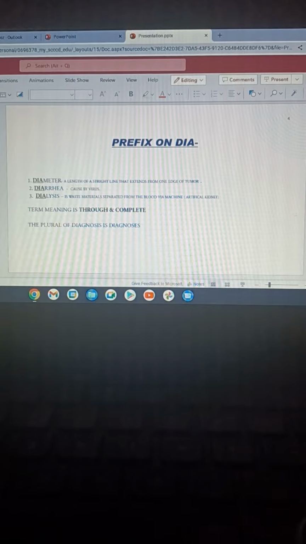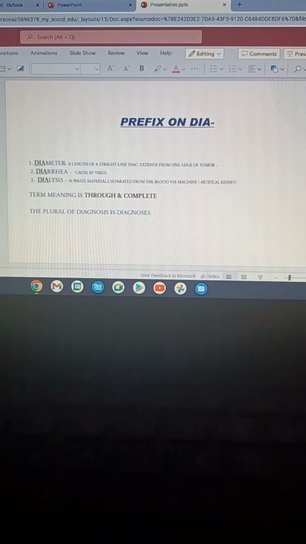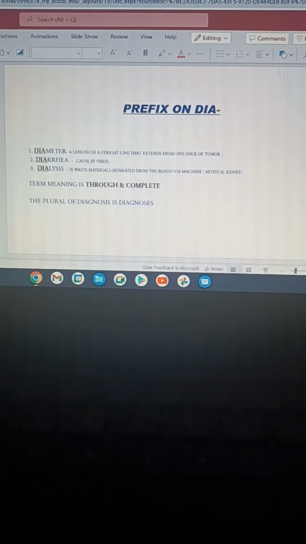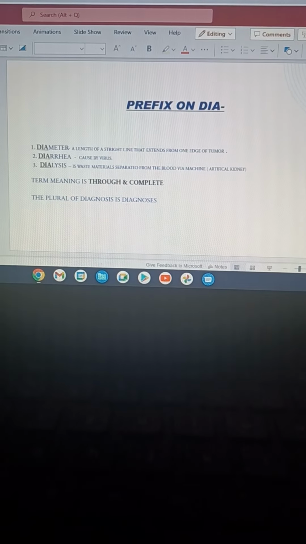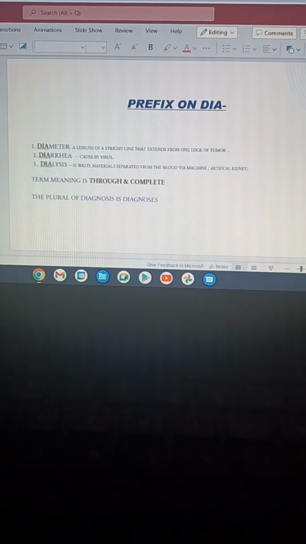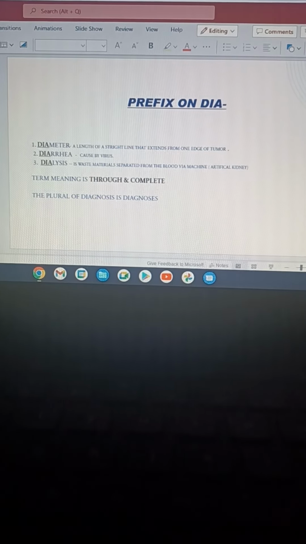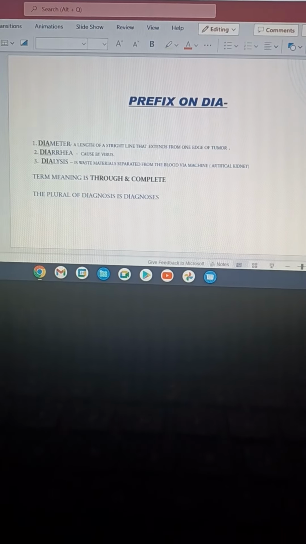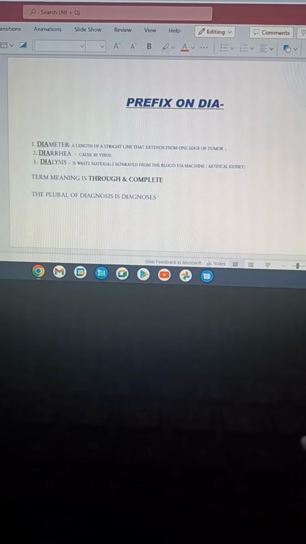I also did a prefix on dia, and so I have diameter, which is the straight line that extends from the edge of the tumor. We all know diarrhea is also caused by a virus. And then dialysis, which is waste material separated from the blood via machine, an artificial kidney. They all mean the same term, which is through and complete. So it's the plural of diagnostics, to diagnose.